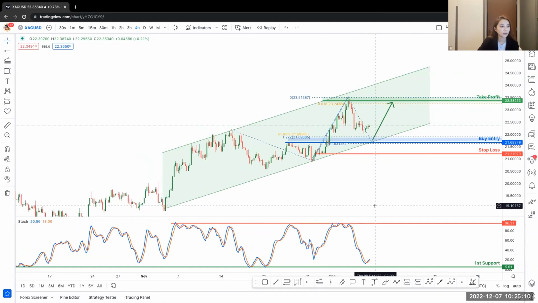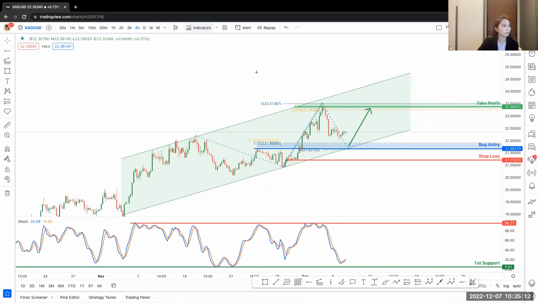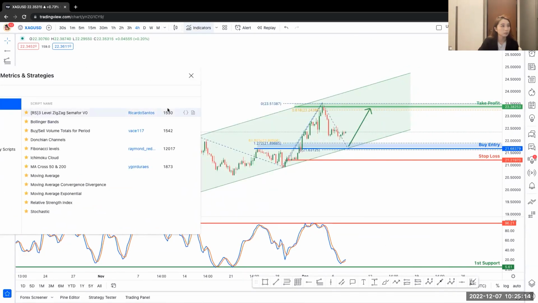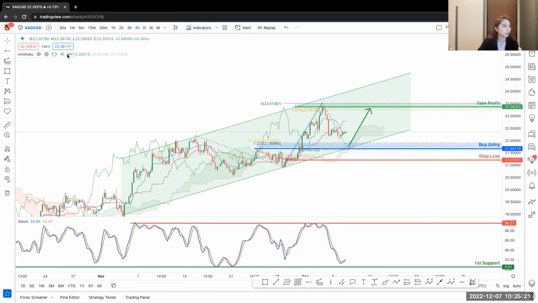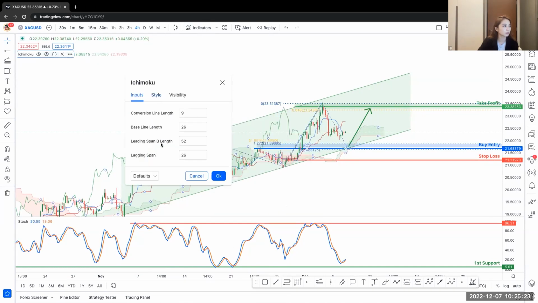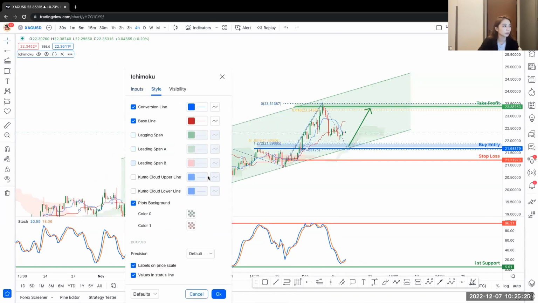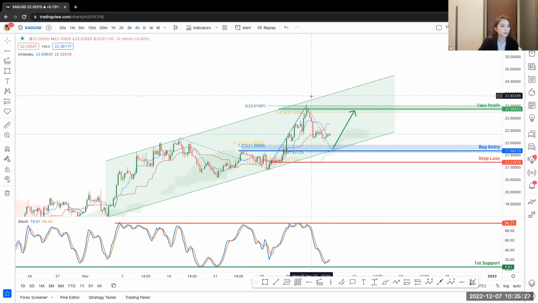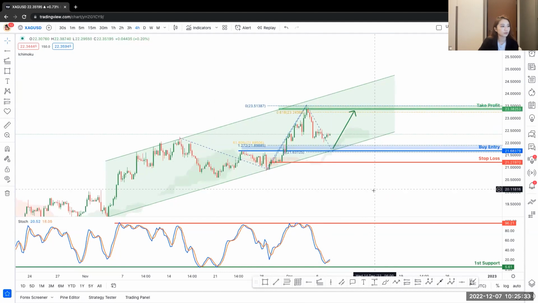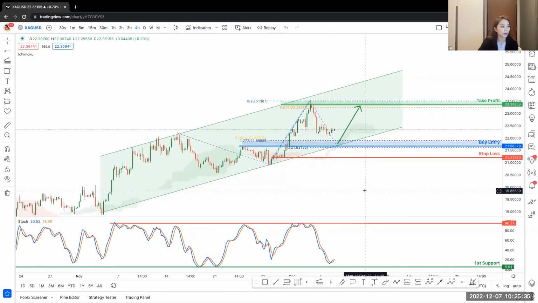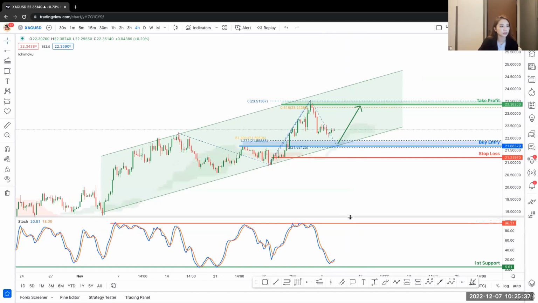All right, this is what I am looking at right now. Sorry. Okay, I am looking at this as well, the Ichimoku cloud, the lagging span. So you can see that there's a chance where price is actually above the cloud and we are indicating an upward movement momentum. All right, this is our silver for today.